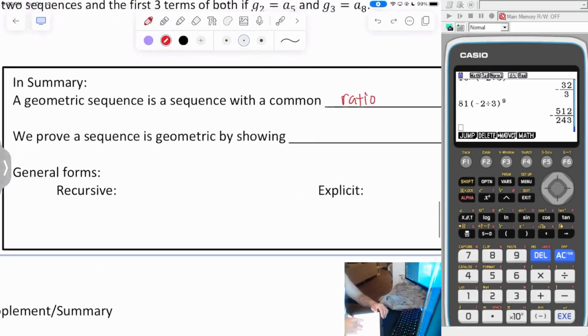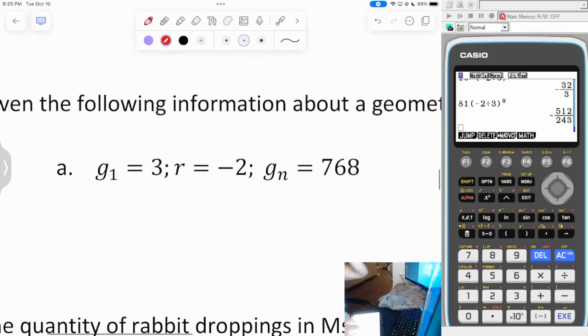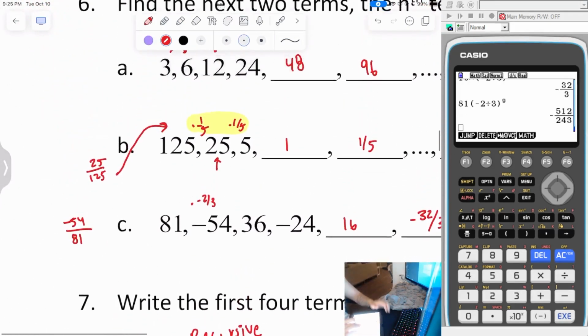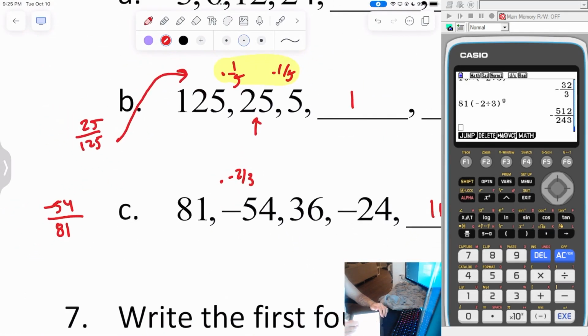So we prove a sequence is geometric by showing the following: a sub n divided by a sub n minus 1 is equal to r. We've already kind of practiced this already inherently, in case you forgot. When we were struggling with part C here to figure out how to get the ratio, what we did was take a current term and divide it by the previous number to get the ratio. Right? We just proved that naturally.